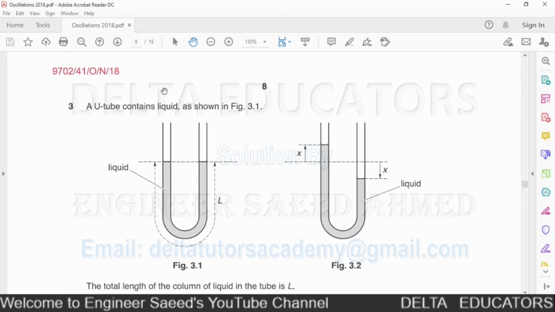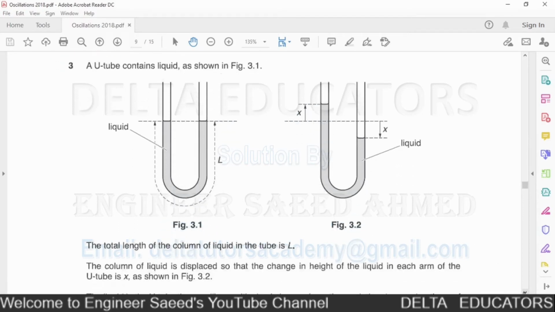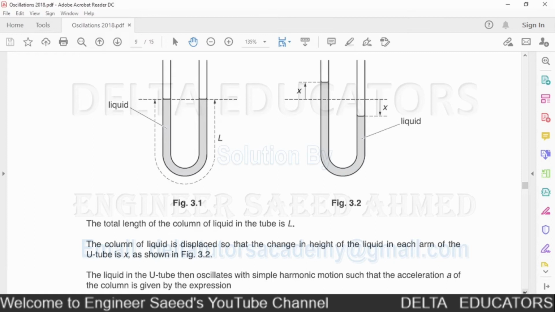A U-tube contains liquid as shown in figure 3.1. The total length of the column of liquid in the tube is L. The column of liquid is displaced so that the change in height of the liquid in each arm of the U-tube is x. Now the length of the column is changed, and here the difference is given by the letter x. That is shown in figure 3.2.